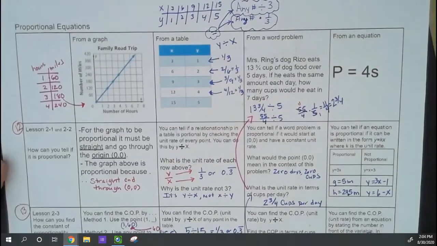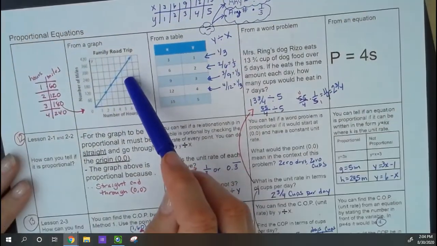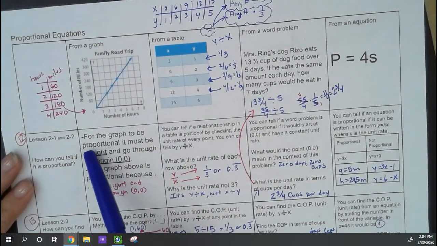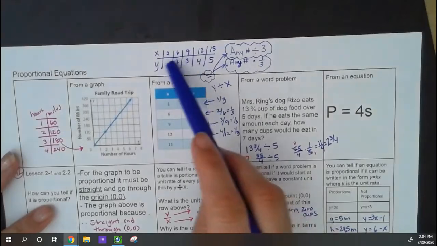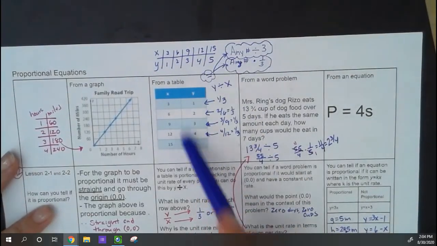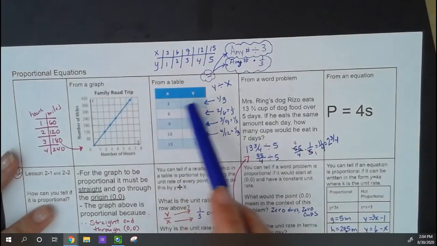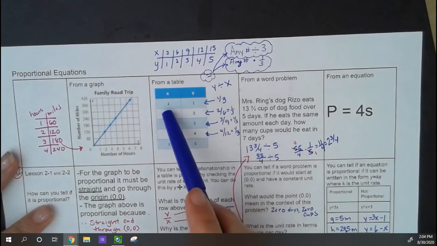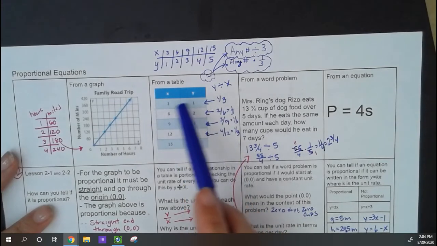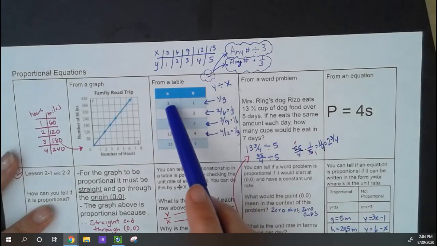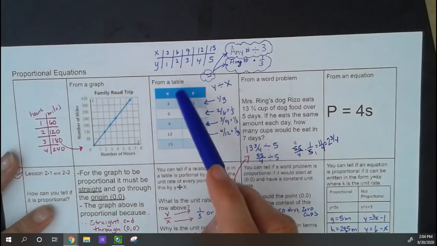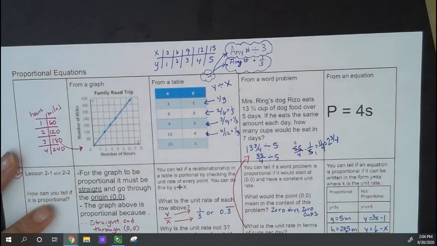The notes here, there's not a whole lot to copy. You have a photocopy of this. So again, if you're looking at a graph, for it to be proportional, it needs to be straight and go through the origin. If you're looking at a chart, whether that chart goes this way or this way, you're looking for the same rule to get from the left to the right. To find that rule, take your y and divide it by your x. 1 divided by 3. This would be the same information just in a chart going horizontally instead of vertically.